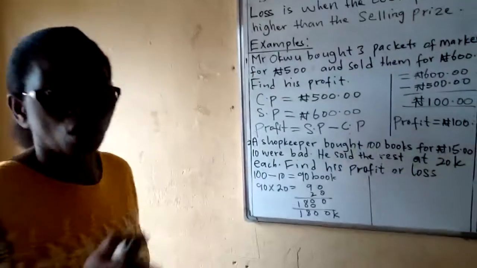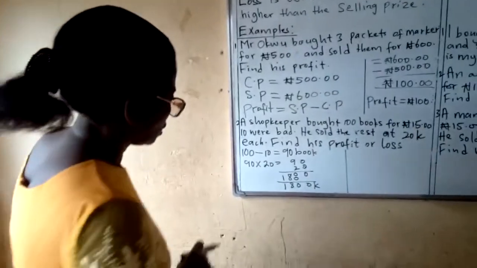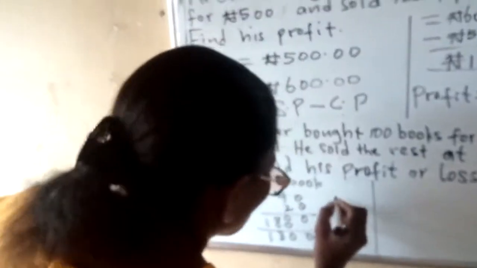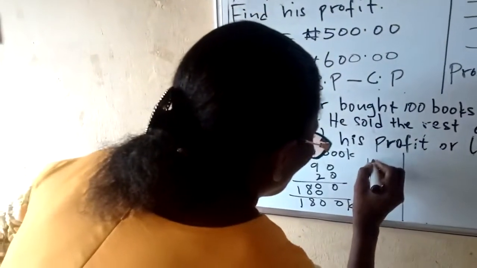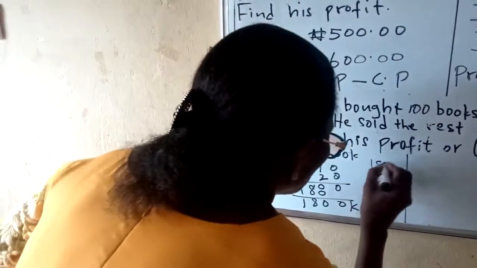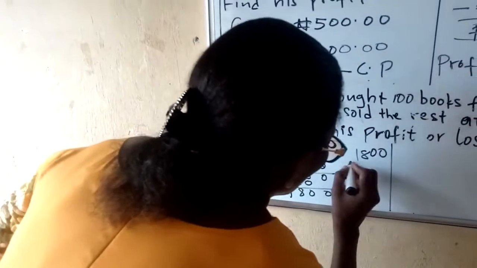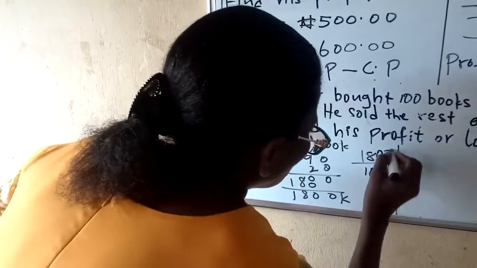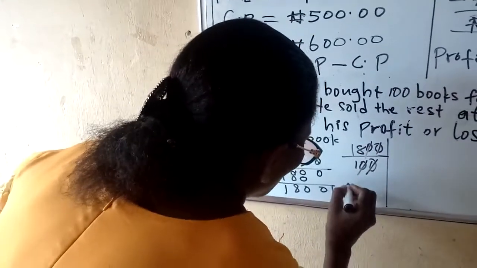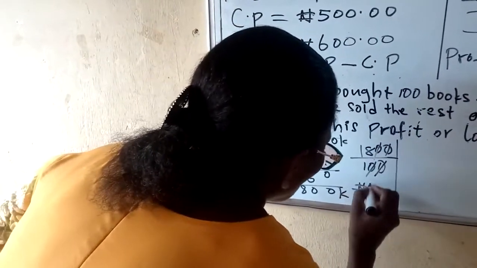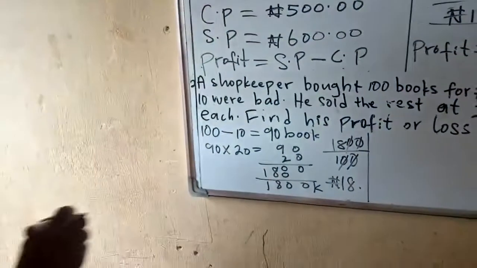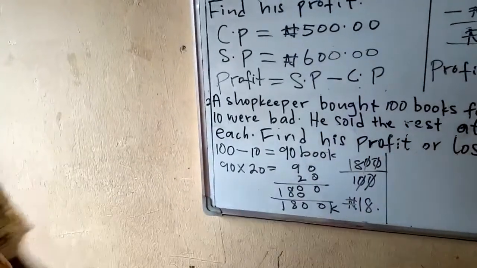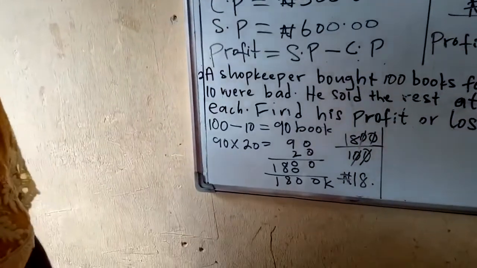So we are going to change it into naira because 100 kobo will give us 1 naira. So how do we do it? We say that is 1,800 over 100. It will now remain 18 naira. So we can now see that those 90 books, he sold them for 18 naira.